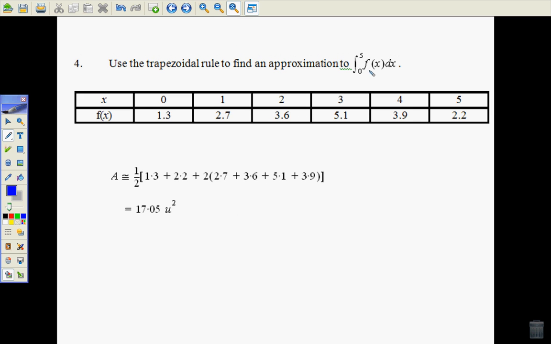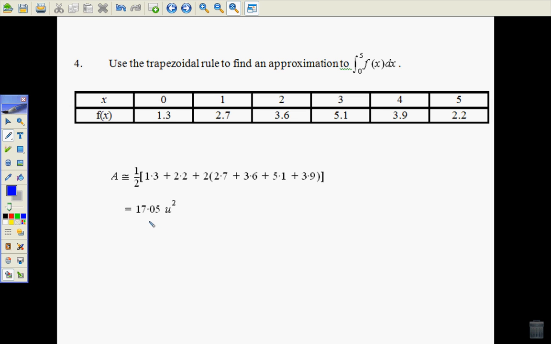And again, we see 0 to 5. We've got 6 function values. This is what we call 5 subintervals, or 5 strips. So again, we can see it goes up by 1 each time. Usually they're nice numbers they go up by, because we want to make it as easy as possible. So h is 1, and then we use our first value plus our last value, and then 2 times the sum of the rest to give us our answer, and just put that into the calculator.